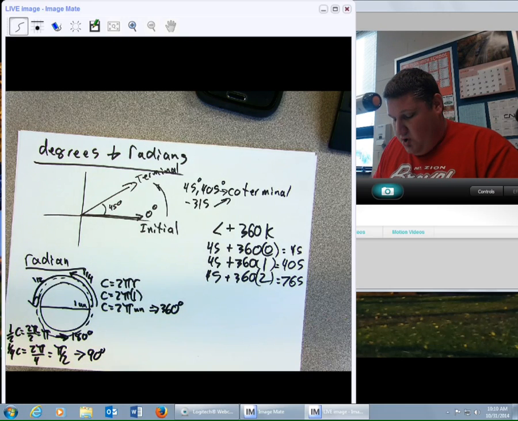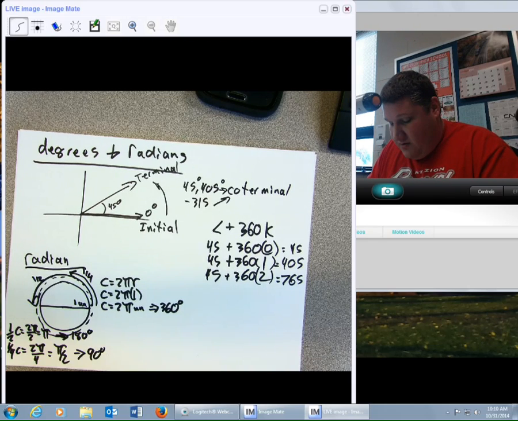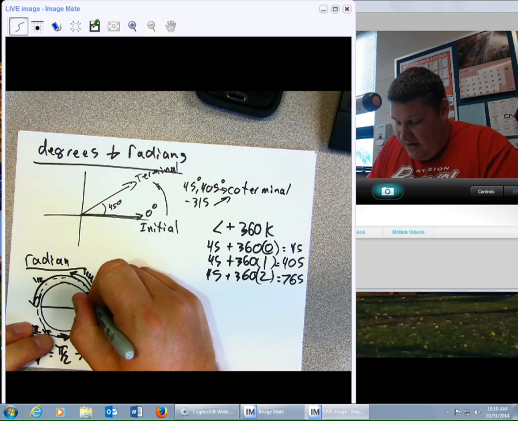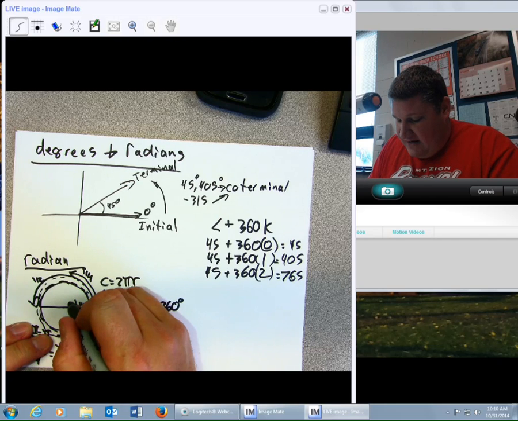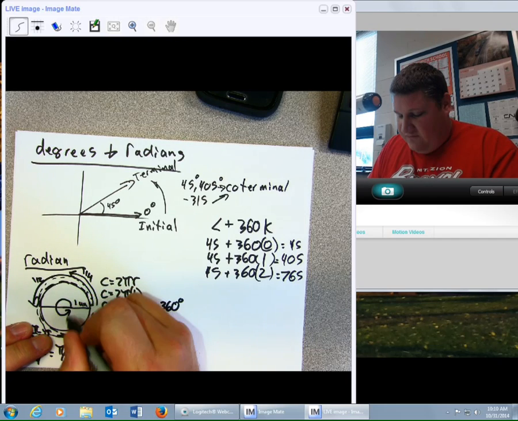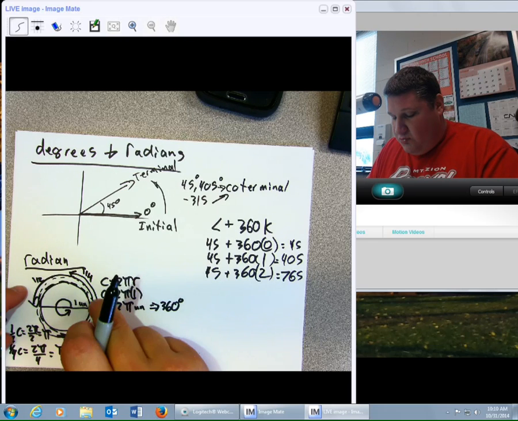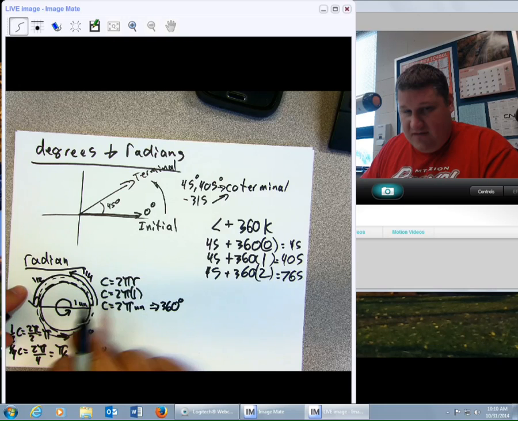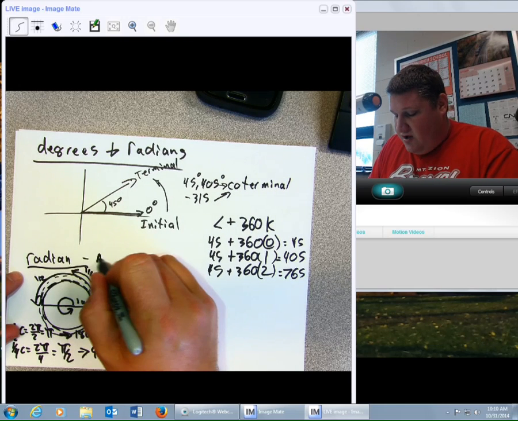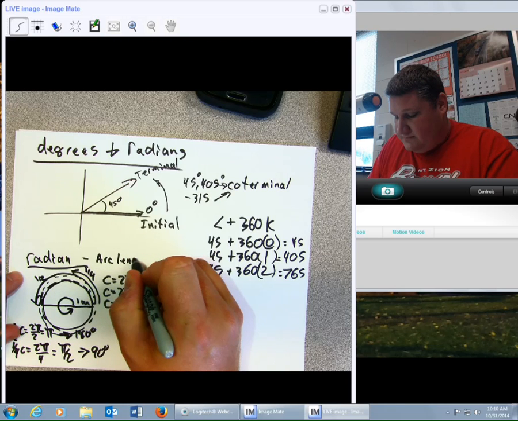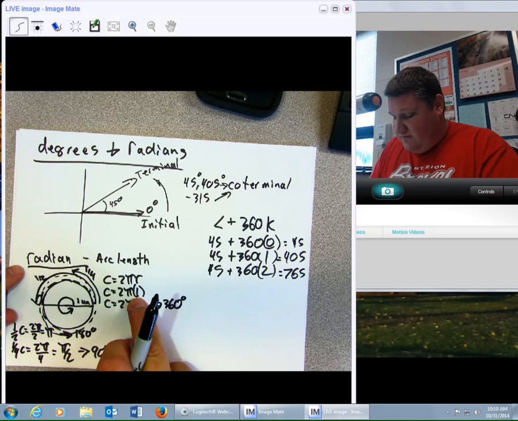So we can begin connecting the distance around a circle, this length here around the outside, with the idea of what we are doing inside the angle. So degrees deal with the angle, radians deal with the length of the distance around. Now, what we're going to call that is, radians are a measure of arc length. Radians are a measure of arc length. And as you can see with a radius of 1, they become very basic.